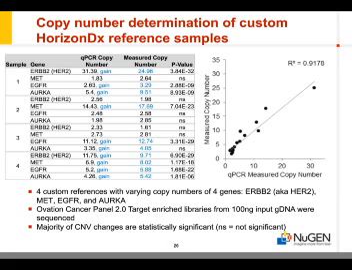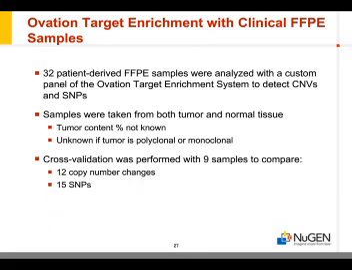So far, I've shown in-house performance results with our Ovation Target Enrichment System. Now I'll show you some customer data that they have allowed us to share, where they were able to very nicely replicate known SNPs and copy number changes in clinical samples. This customer has a custom designed panel targeting a focused set of genes, and they applied this custom panel to 32 patient-derived tumor and normal FFPE samples.